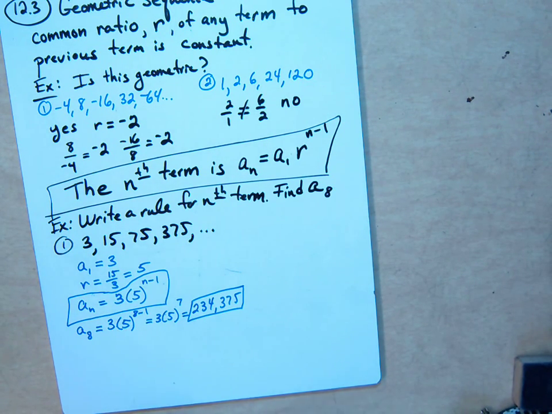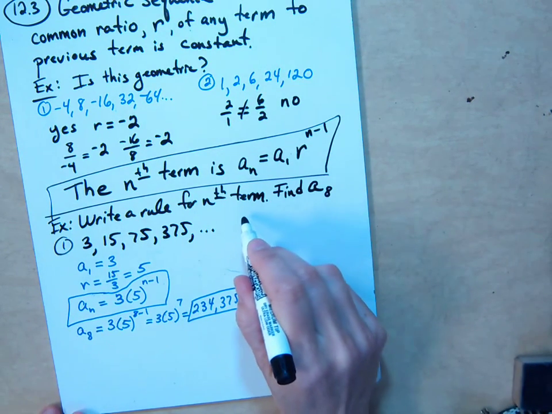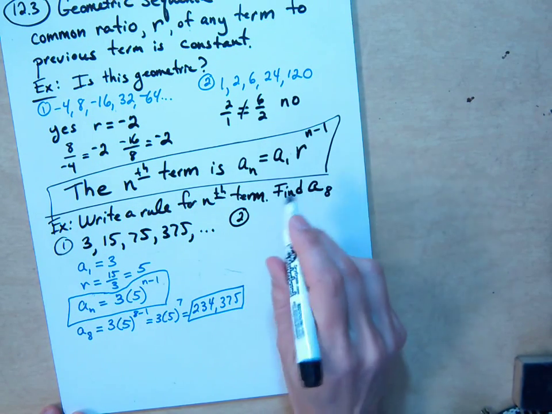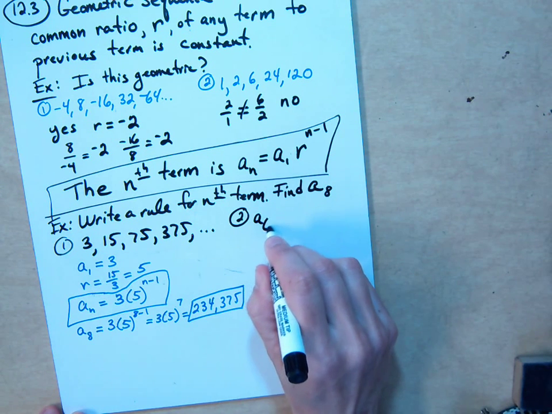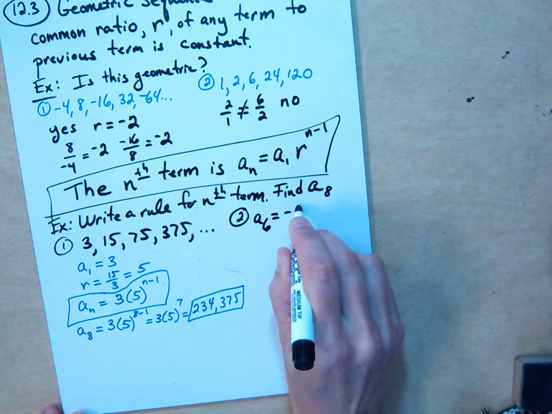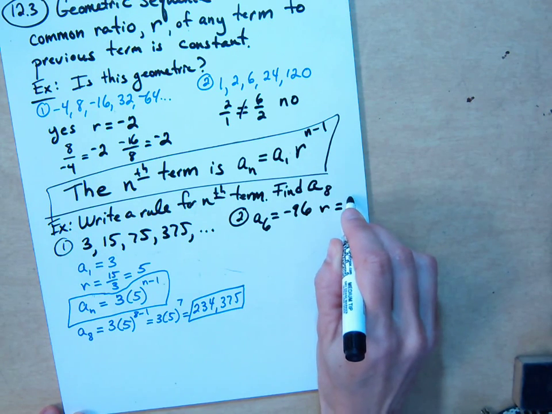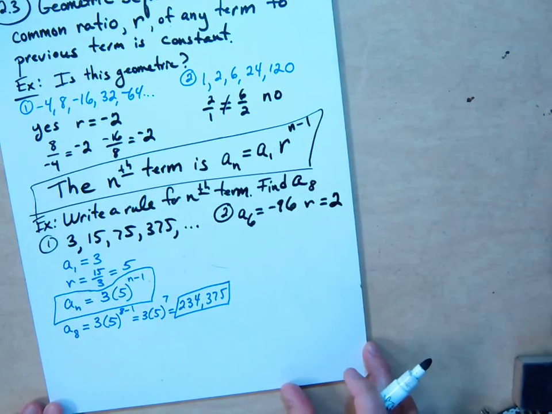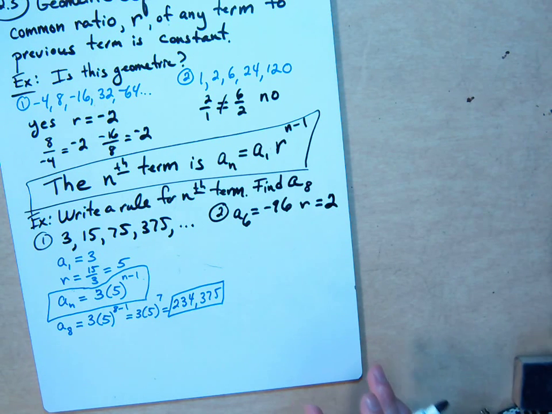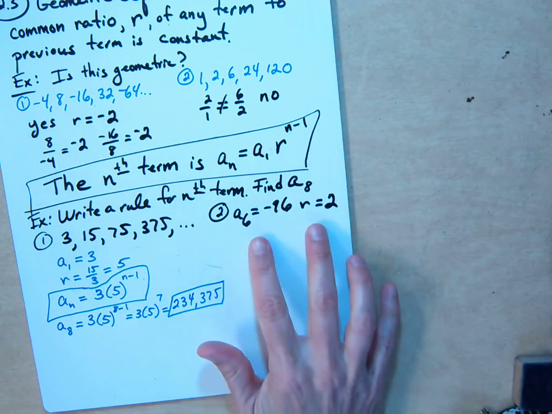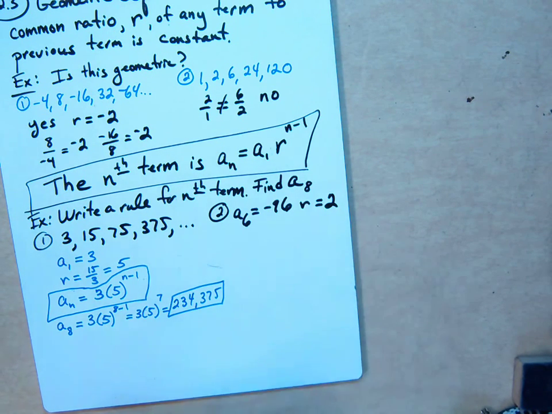Let's try giving different information here for number 2. Let's say I know the 6th term is negative 96, and I'm given that the common ratio is 2. Okay, so this is definitely a harder level when it's given like this, because I can't just say what a sub 1 is right away. I need to find it.